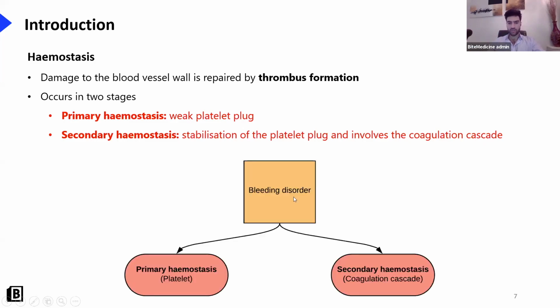So a bleeding disorder can either be a defect in the primary hemostasis pathway or the secondary hemostasis pathway. I.e., bleeding can be due to a platelet problem or a coagulation cascade problem, or a combination of both. And that's the way you should categorize it in your head. Hopefully that all makes sense so far.